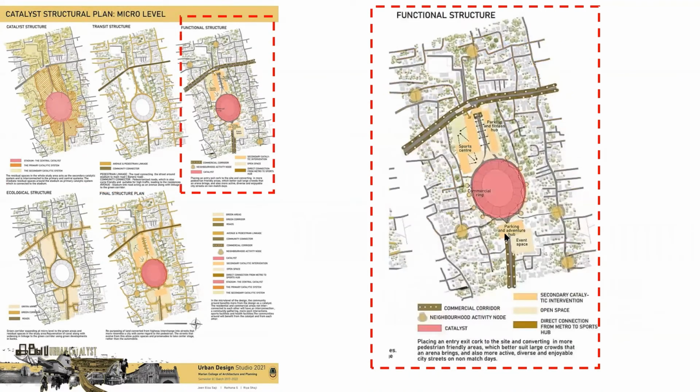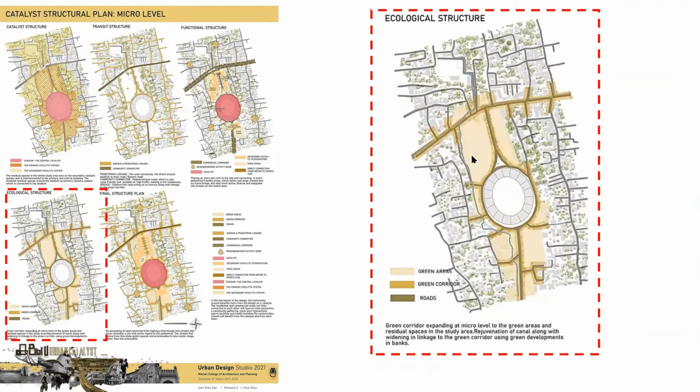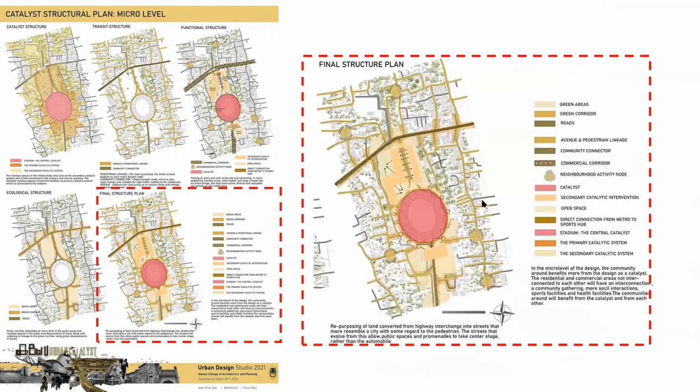The functional structure plan classifies the entry and exit to the site, making it a more cycle and pedestrian friendly area. Finally, the ecological layer emphasizes the importance of expanding the green corridor and rejuvenating the canal using green development banks. So that's how we arrived at this final structure plan at micro level. The catalytic structure in micro level of the design benefits the community. The residential and commercial spaces, which are connected, will have an interconnection, a community gathering, sports and health facilities benefiting from each other in the catalytic system.